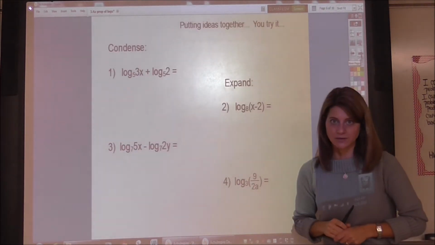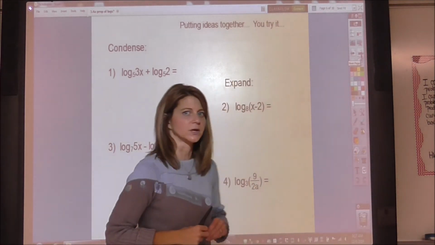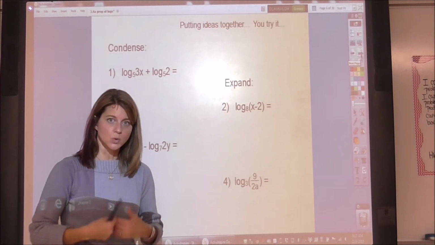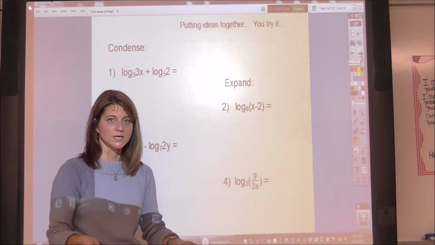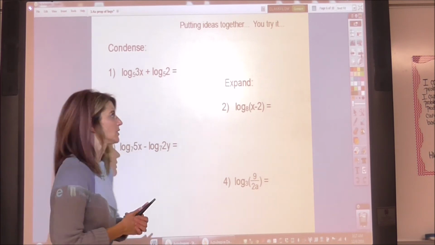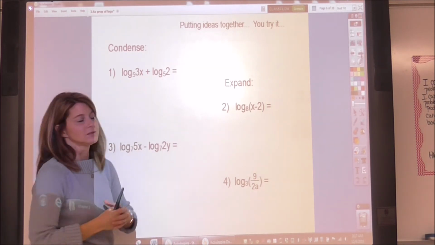Okay, now we are on the downhill slide, promise. There's just a tiny little bit left to go. All right, it says to put these two ideas together, so let's do one of them together, and then I'm going to have you guys pause this, and you can talk with each other and see how it goes. So let's look at number 1 together.